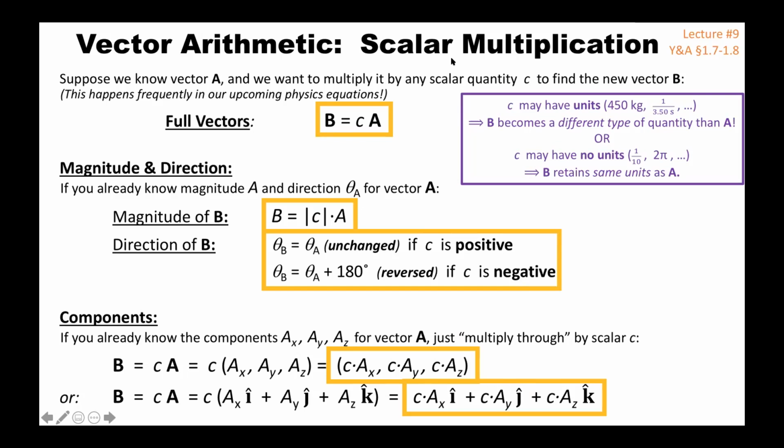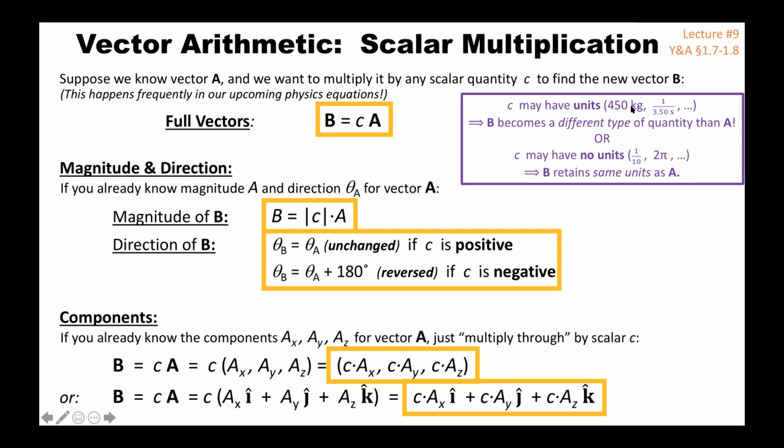First, we're going to start off with scalar multiplication. So what do we mean by this? Scalar multiplication refers to taking a vector that's known, and I'm going to call that vector A for now, and we want to multiply it by some sort of scalar quantity. Now, there are a lot of formulas in physics where this shows up.